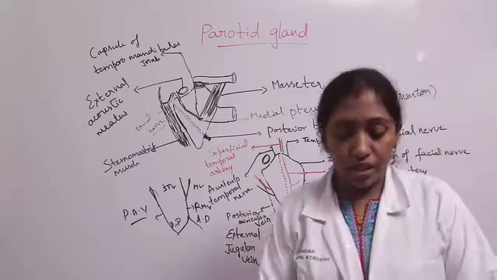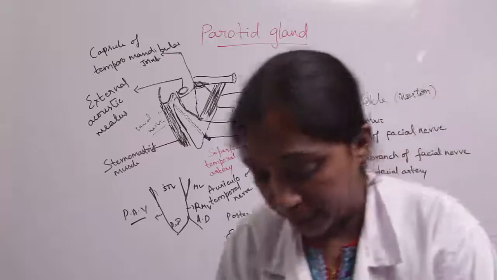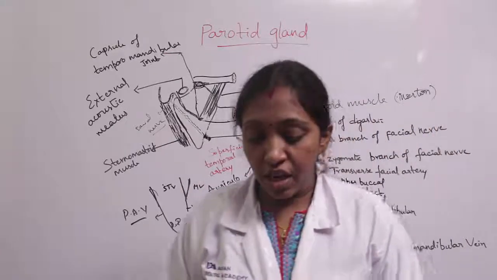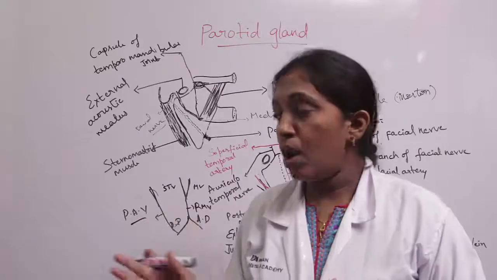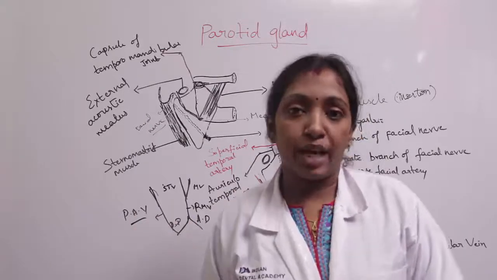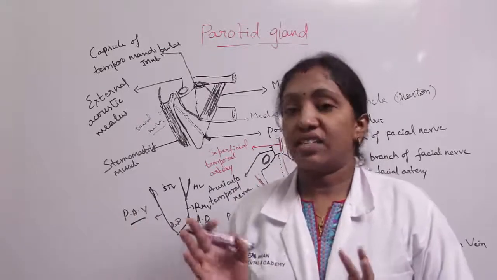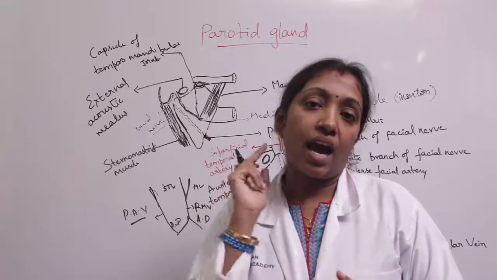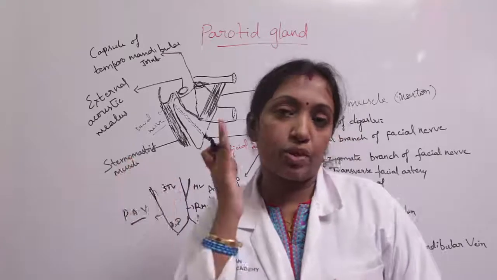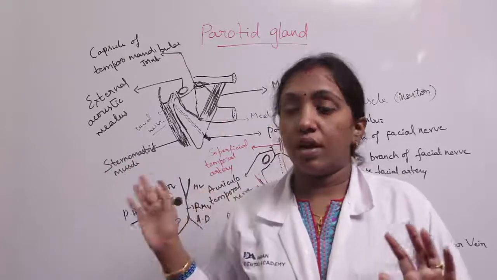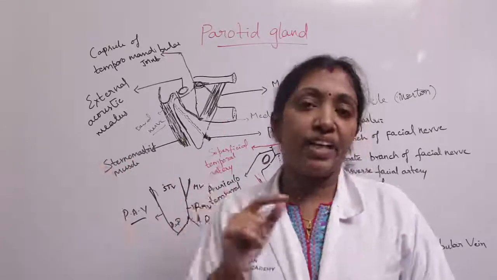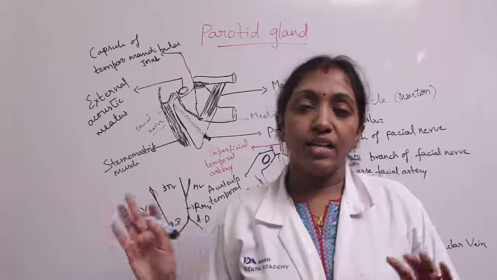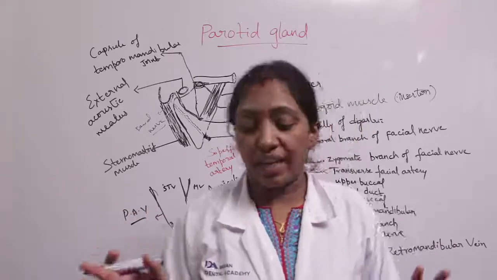Three structures will pass through the parotid gland, from superficial to deep. First one is the facial nerve, the next one is the retromandibular vein, and the third one is the external carotid artery. From superficial to deep: nerve, vein, artery, NVA. The nerve is the facial nerve, the vein is the retromandibular vein, and the artery is the external carotid artery.